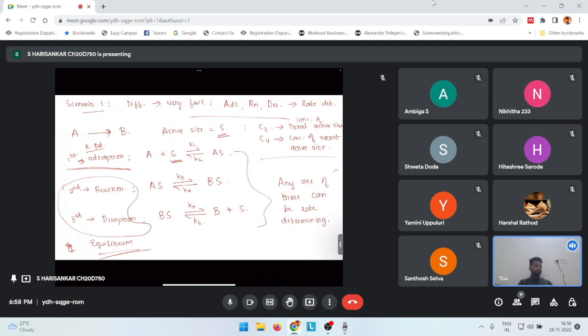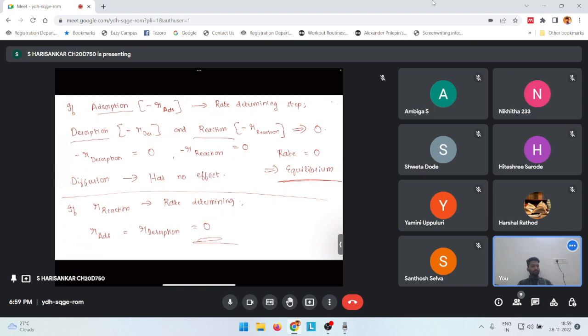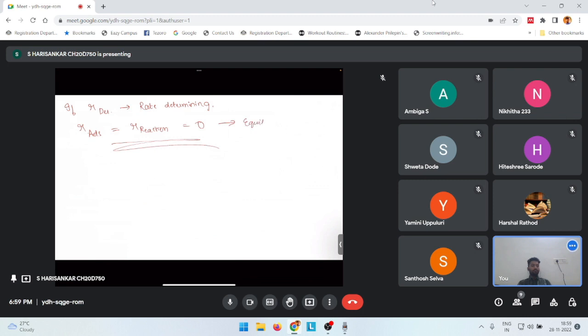Okay, so that is what we mean by rate is equal to zero. So if adsorption is the rate determining step, then desorption and reaction will be in equilibrium. If reaction is rate determining, then adsorption and desorption will be in equilibrium. And if desorption is rate limiting, your adsorption and reaction rate will be in equilibrium. Right?